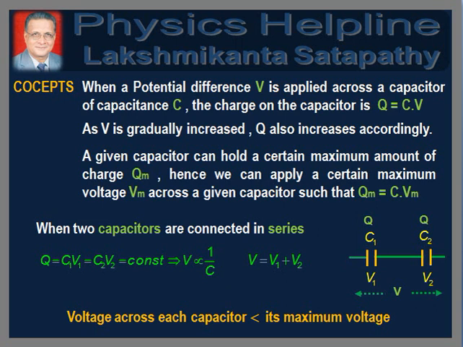When two capacitors are connected in series, the charges on the two capacitors are equal. The voltage across each capacitor is inversely proportional to its capacitance, and the voltage across the combination is equal to the sum of the voltages across the two capacitors. The voltage applied across the combination should be such that the voltage across each capacitor is less than or equal to its maximum voltage. Now, we are in a position to solve the problem in the question using these concepts.